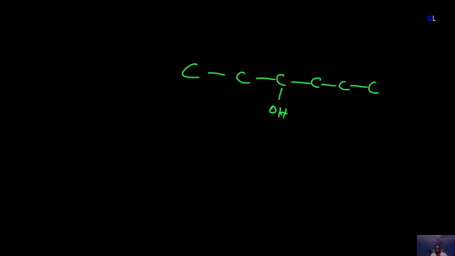So where am I going to start allocating from? From the left or from the right? Are we allocating the locants from the left or are we allocating from the right?